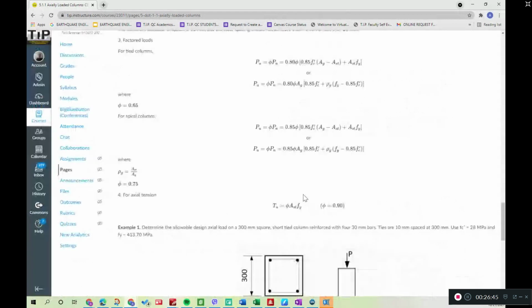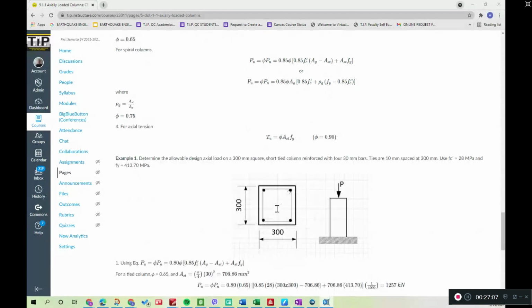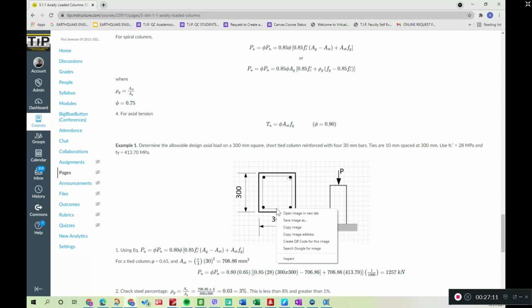Now, there can be tension columns. Notice that when you do your design, there can be times that some of your columns are in tension. When that is the case, you have to use this. Example, let's do that one later.